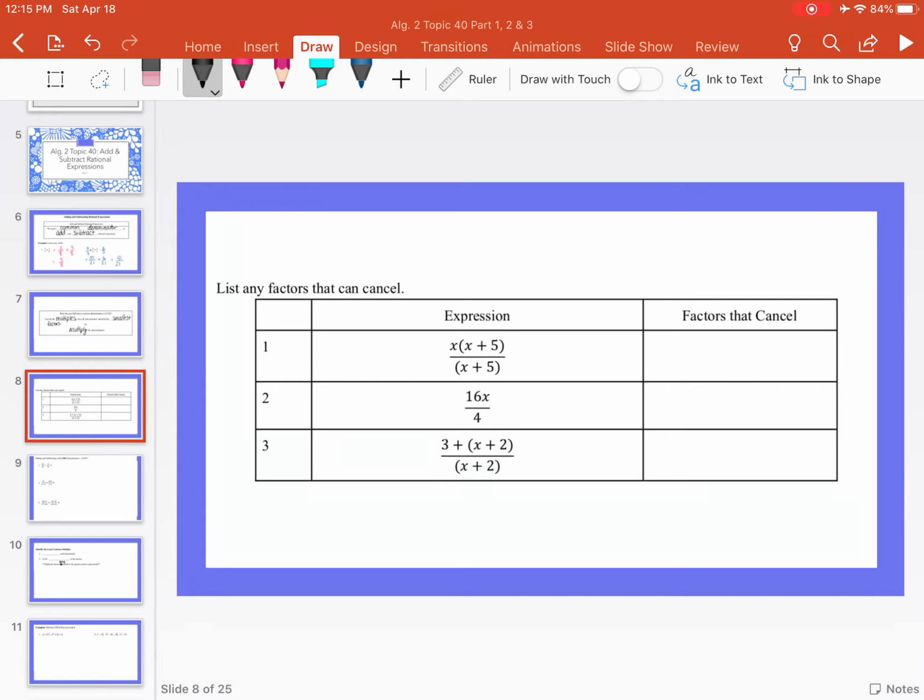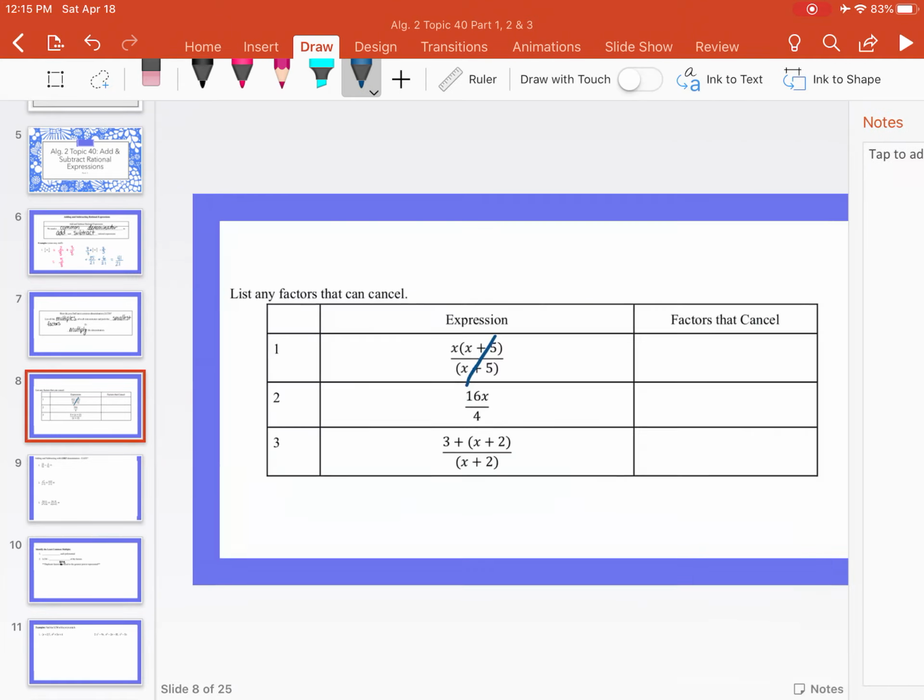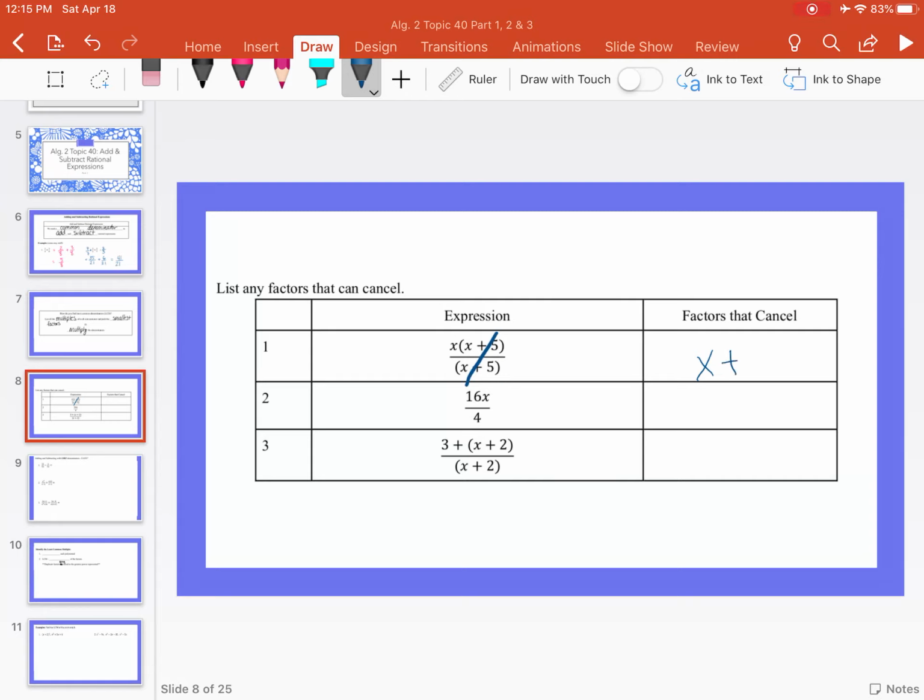Now let's look at some rational expressions and list any factors that can cancel. In example number 1, we have x times x plus 5 divided by x plus 5. Here, they both share a factor of x plus 5. So it will cancel since it's in both the numerator and the denominator.